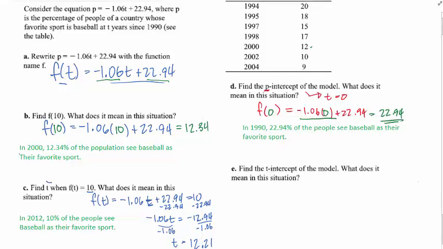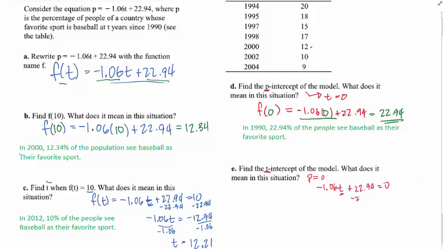Last one, find the t-intercept of the model this time. So the t-intercept is when the other variable is equal to 0. So this is a t, so the other variable is p is equal to 0. Remember, the p is a percentage. And so we can look at this thing and set this equal to 0. So we have negative 1.06t plus 22.94 is equal to 0. And then we solve for t.